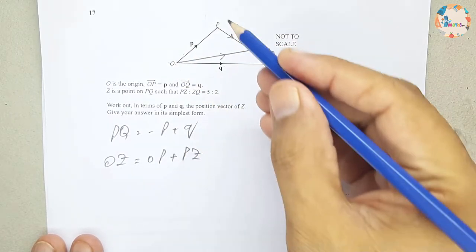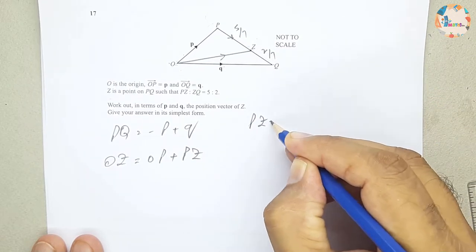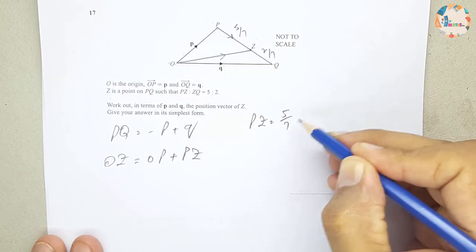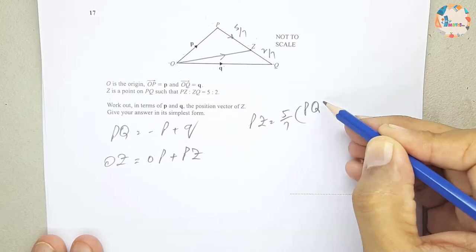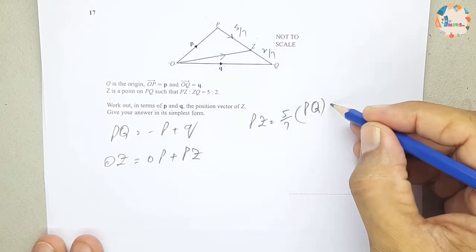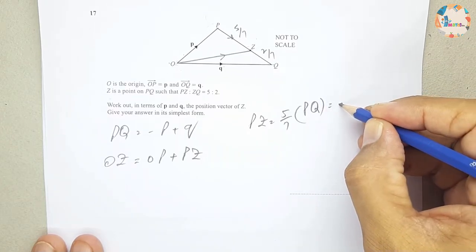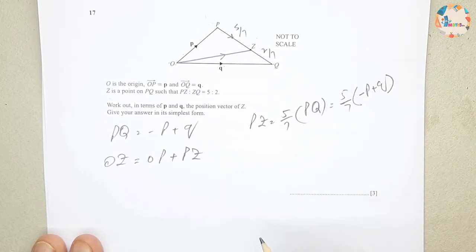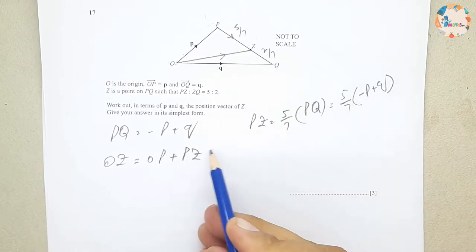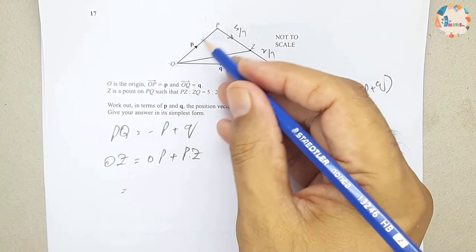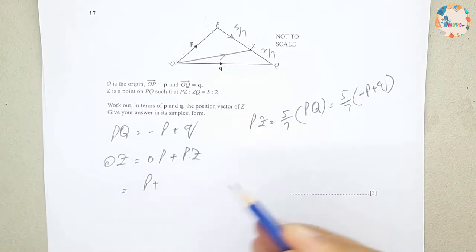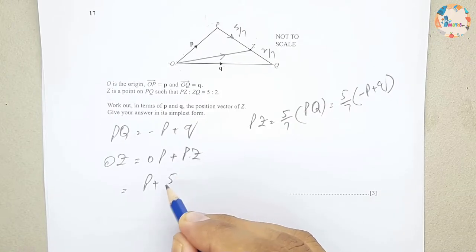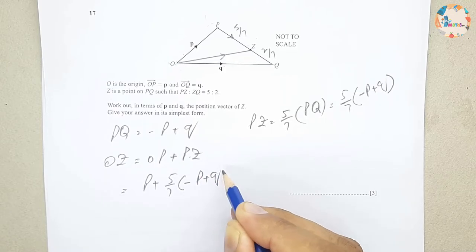Now PZ we can write is equal to 5 by 7 of PQ, and PQ we know is this one, so we can write which is equal to 5 by 7 of minus P plus Q. Now this value we will replace over here, and OP we know is P, so this will be P plus 5 by 7 of minus P plus Q.